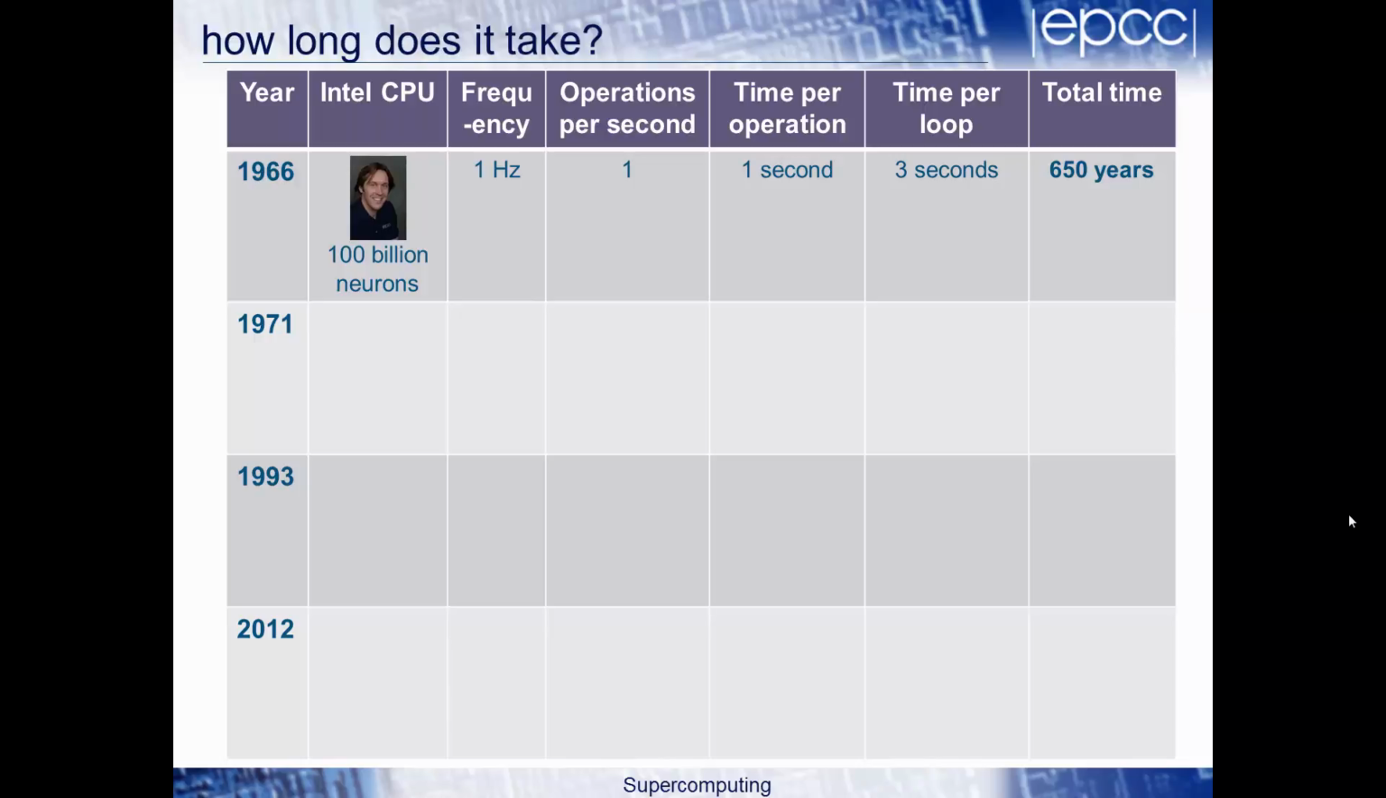Now, I have 100 billion neurons, which is a lot of neurons in my brain, but unfortunately, these neurons aren't particularly good at doing mechanical floating point operations. So I reckon I could issue operations at the rate of 1 hertz. That's the frequency 1 hertz, which is 1 operation per second, or 1 second per operation. Now remember, the core loop had 3 steps in it, so it's going to take me 3 seconds to do that loop.